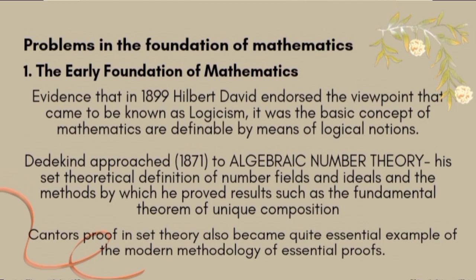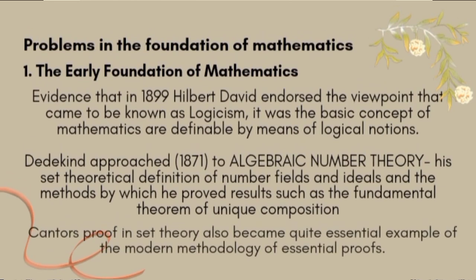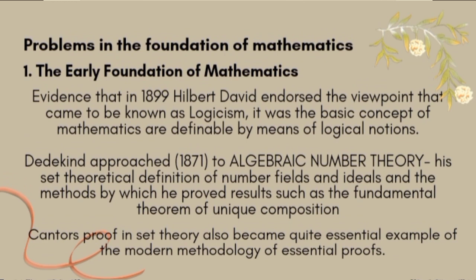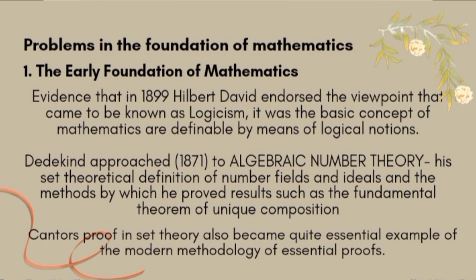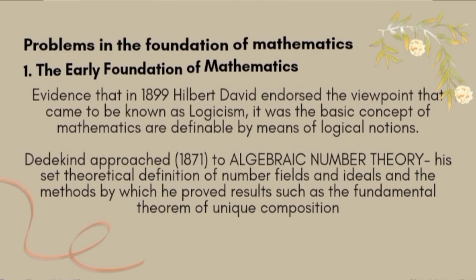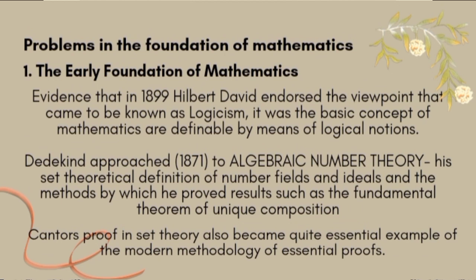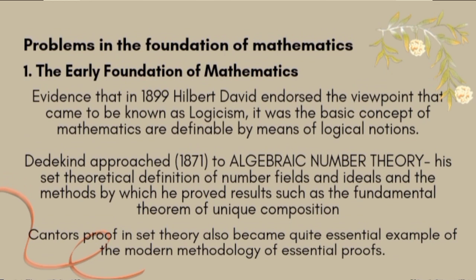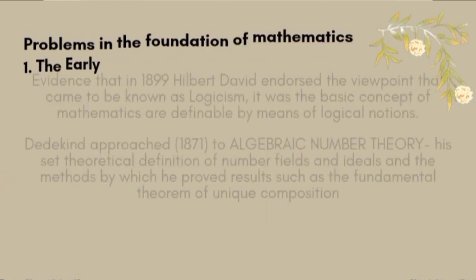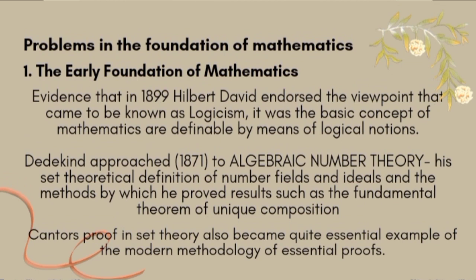Dedekind's approach in 1871 to algebraic number theory, his set theoretical definition of number fields and ideals, and the methods by which he proved results such as the fundamental theorem of unique composition. But the influential algebraist Kronecker complained that Dedekind's proofs do not enable us to calculate. His view was that this abstract way of working, made possible by the set theoretical method and by a concentration on the structures involved, removed the algorithmic treatment called constructive methods.